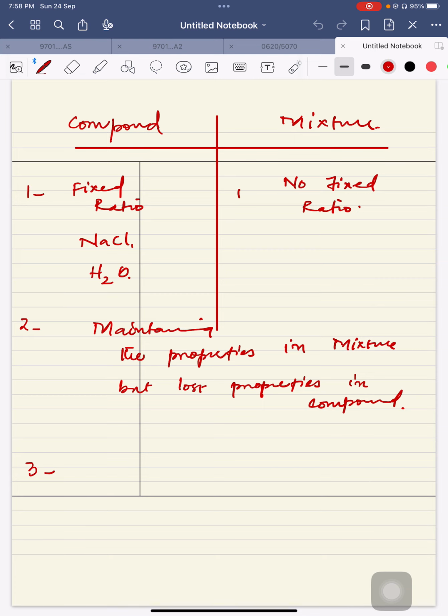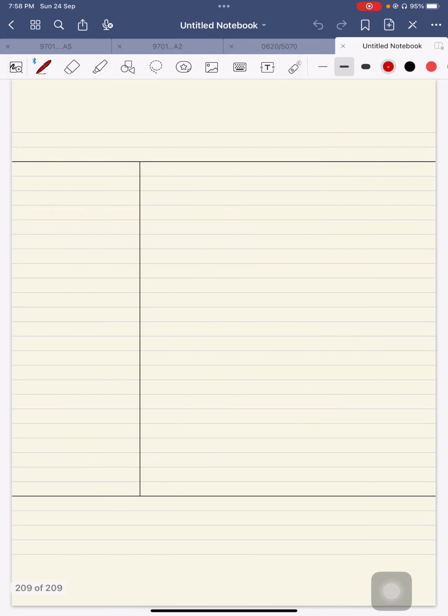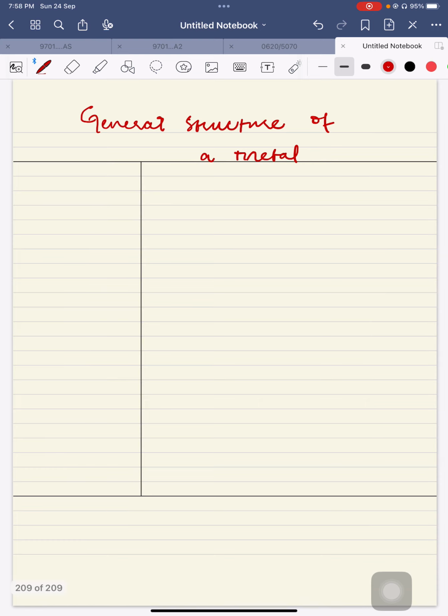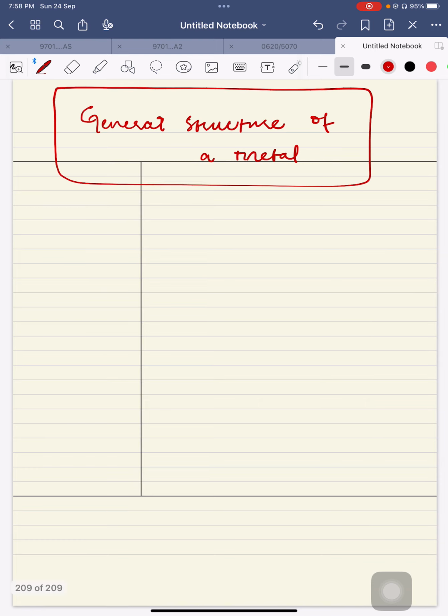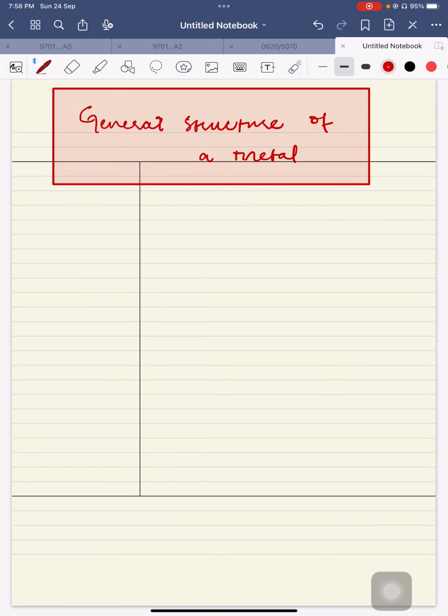Okay. Now I am taking you to the next topic, and the next topic is related to the general structure of a metal. Okay, so what is the meaning of this topic first of all? It is the structure of a metal. For example, the examiner is asking you to draw the structure of zinc metal. You will draw this structure.